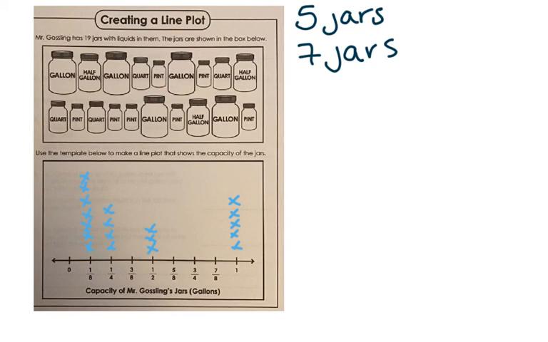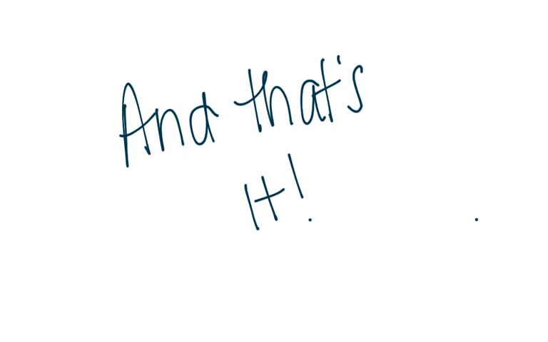And how many jars have a capacity of 1 quart or more? So in order to answer this question, it says 1 quart or more. So we're going to add up all the numbers between 1/4 and 1. And we have 12 jars that have a capacity of 1 quart or more. And that's it. Now you know how to make dot plots and how to read dot plots.